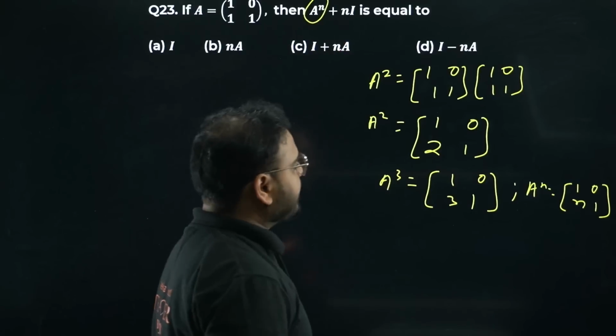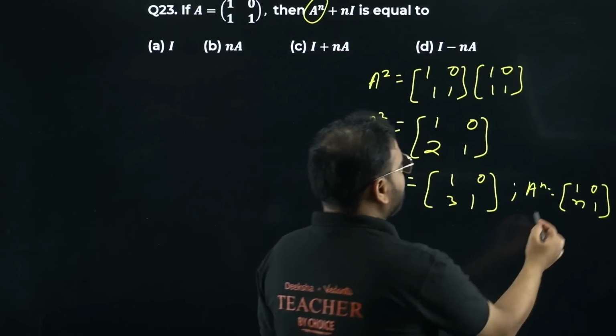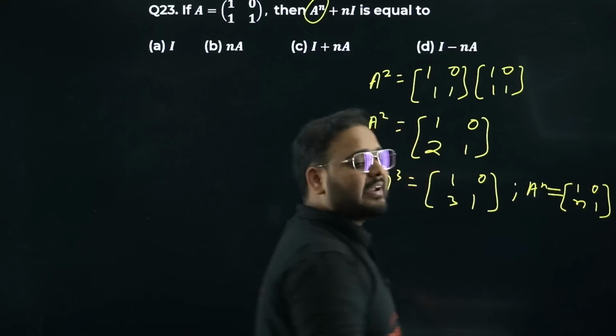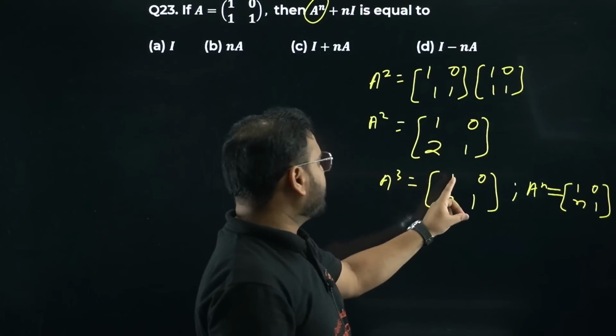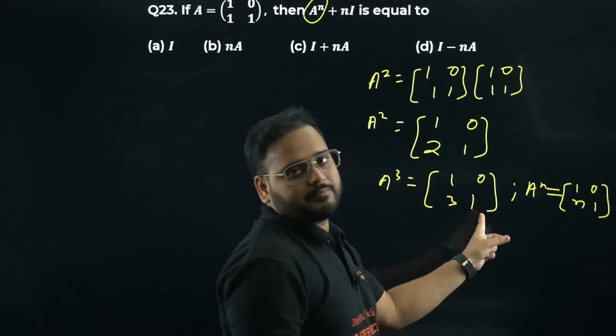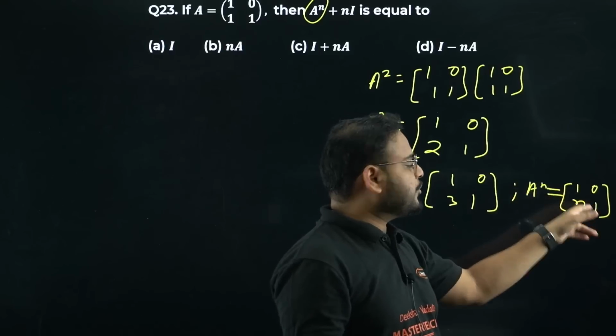So this part is sorted. A^n is going to be [1, 0; n, 1]. You can see the pattern, right? If you do for A square, you're going to get [1, 0; 2, 1]. If you do for A cube, do one thing, A square into A, you'll get again [1, 0; 3, 1]. So you can check here, A^n will be [1, 0; n, 1].